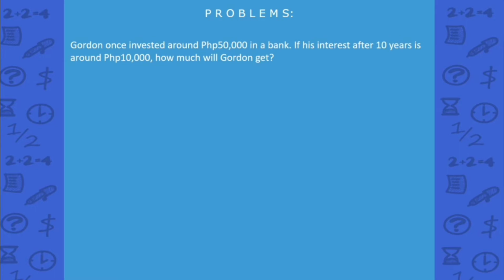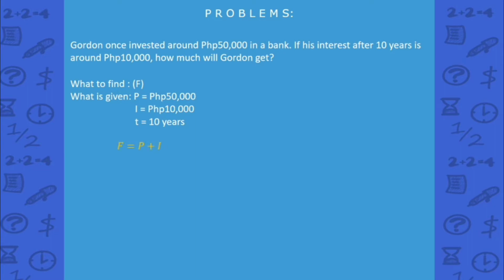So these are some problems that I prepared. Gordon once invested around 50,000 pesos in a bank. If his interest after 10 years is around 10,000 pesos, how much will Gordon get? So what to find? We have to find the future value, or the total amount. The given is the principal amount, which is 50,000 pesos, the interest, which is 10,000 pesos, and the time, which is 10 years. Don't worry, the time is only for confusion.